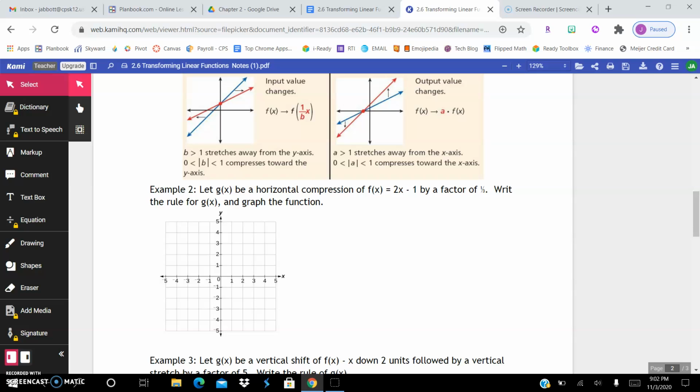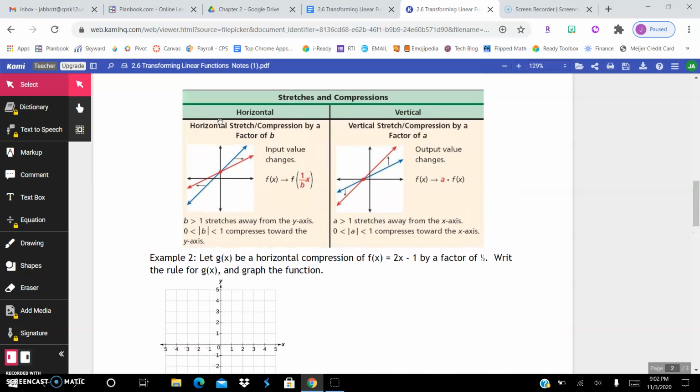So for example 2, we're going to let g of x be a horizontal compression of f of x equals 2x minus 1 by a factor of 1/3. Write the rule for g of x and then graph our function. So it's a horizontal compression. And so we're going to use this over here.